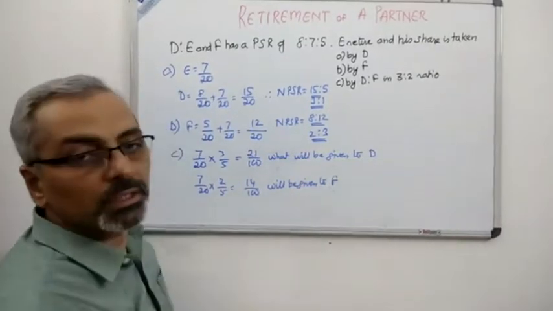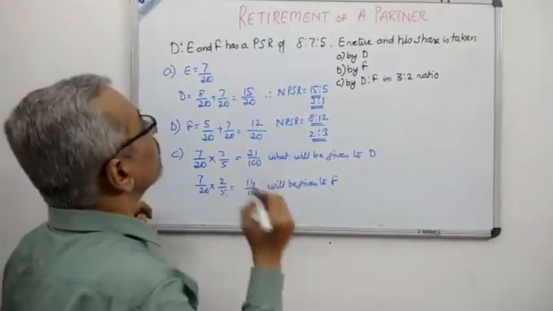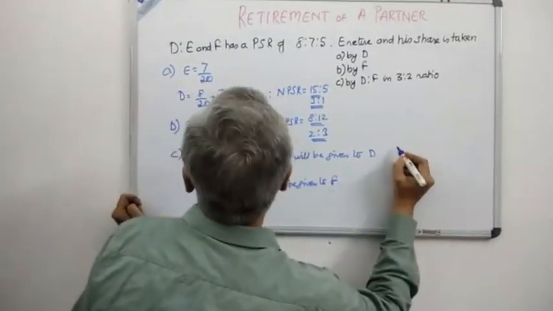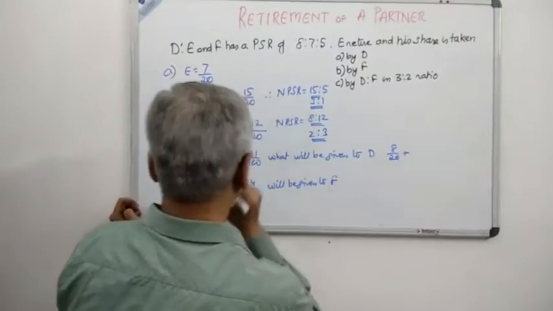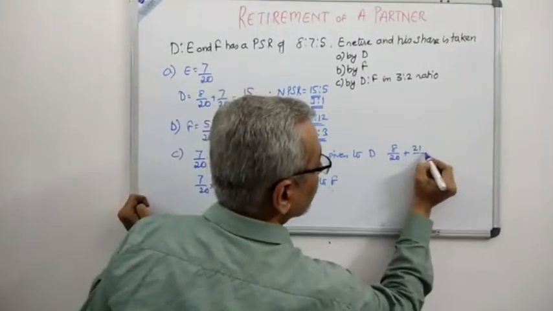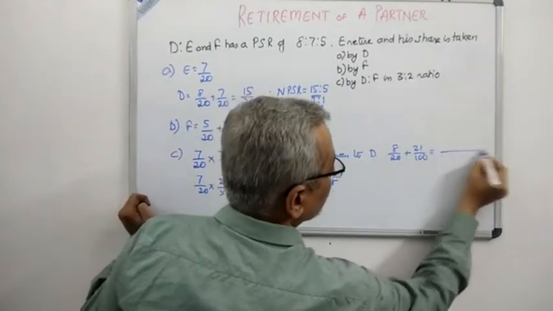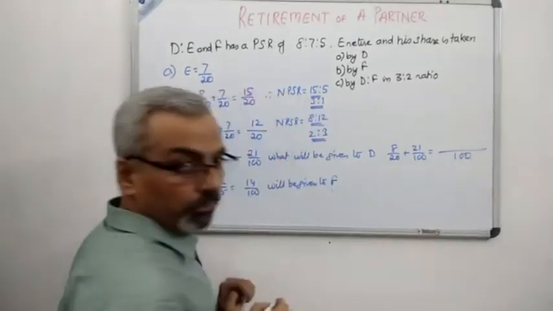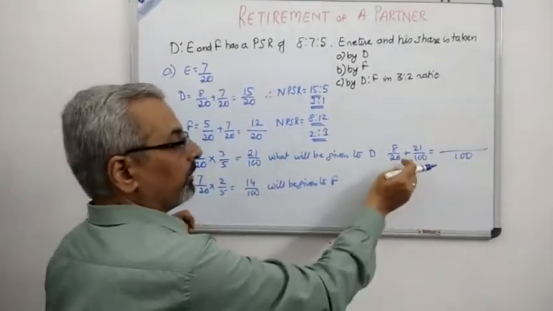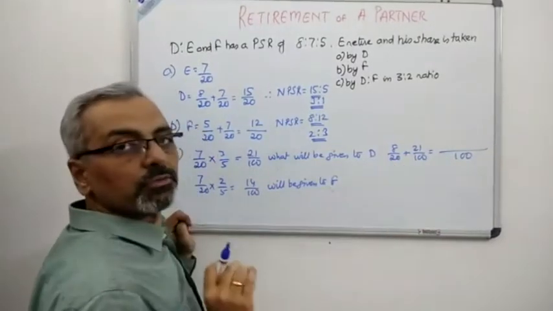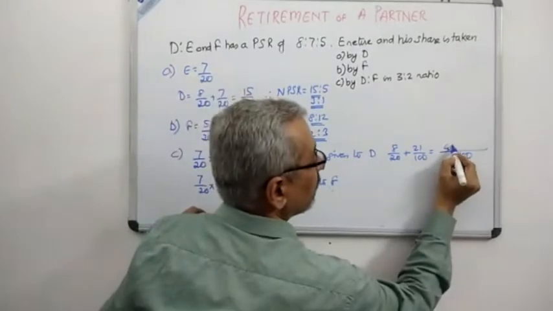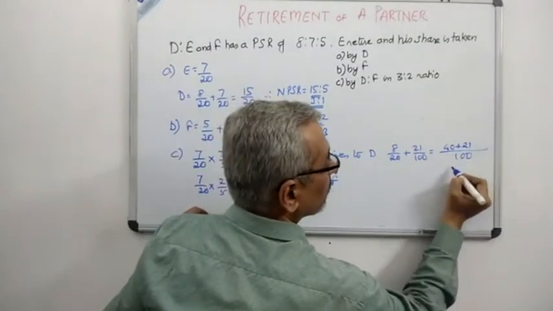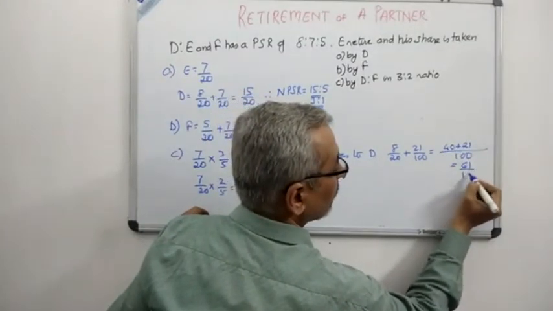Now what will be D's new share? D's old share was how much? You can see over here 8 by 20. With that we have to add 21 by 100. Obviously the LCM will be 100 over here. So you can see 100 divided by 20 will give us 5, and 5 into 8 will give us 40. 40 plus 21 gives us 61 by 100.